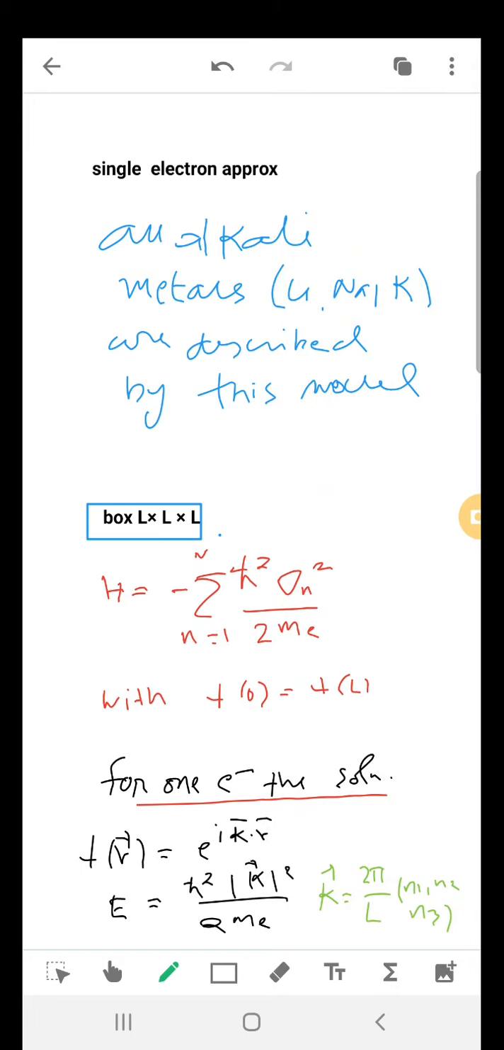In the case of explaining semiconductors, we sometimes use a single electron approach, mainly helpful in the case of alkali metals like lithium, sodium, potassium. If we consider a box of sides L and L, and this is the Hamiltonian, we get the following solutions: e to the power i k dot r for the wave function, and h cross squared k squared by 2m is the energy, and k is of course 2 pi by L times n1, n2 and n3.